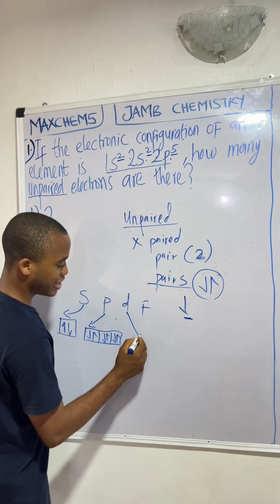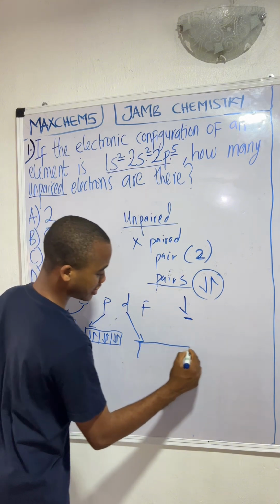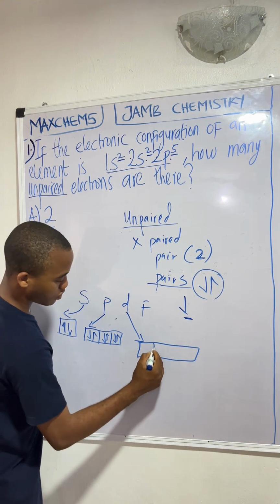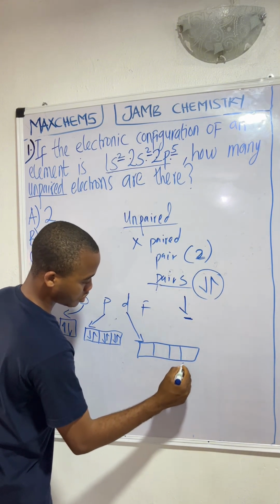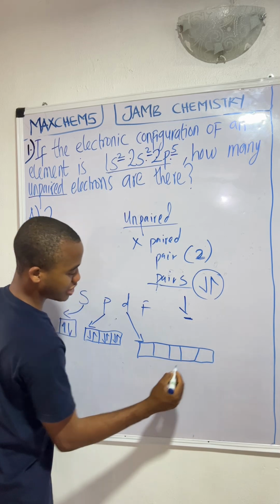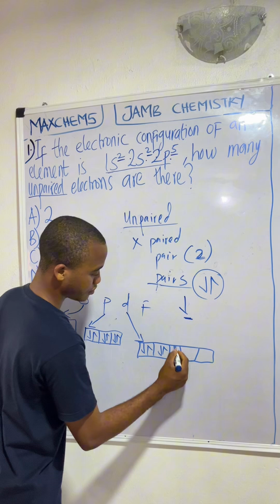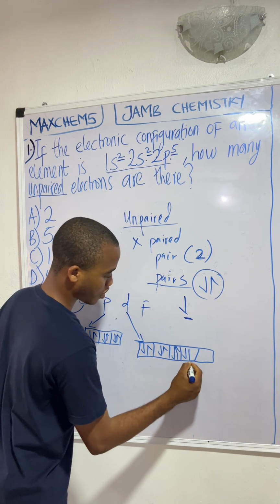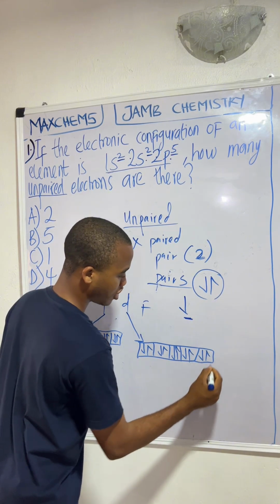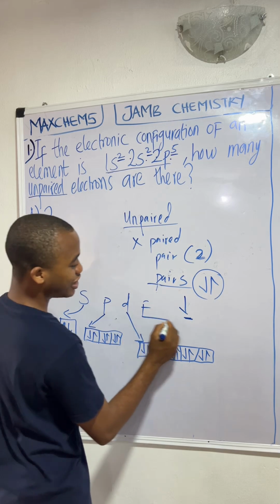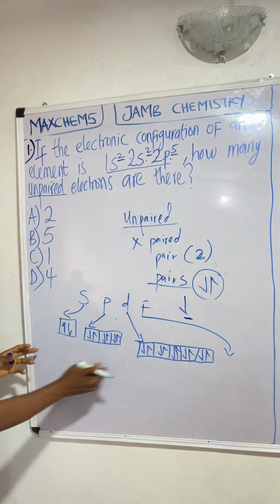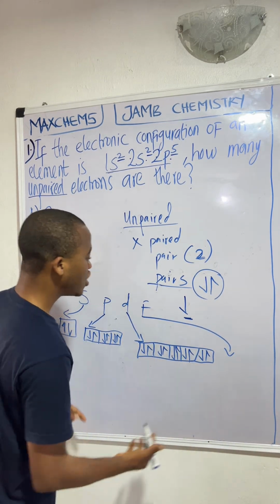D can only take 10 electrons. You have something like this, 1, 2, 3. It can only take 10 electrons. Hope you are following me. All of these things are paired though. Then F can only take 14 electrons, something like this. So let us continue now.